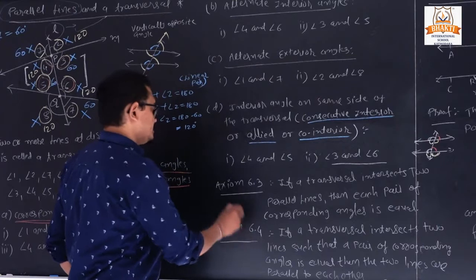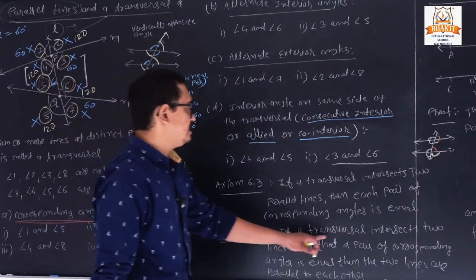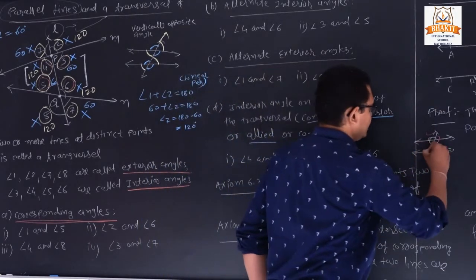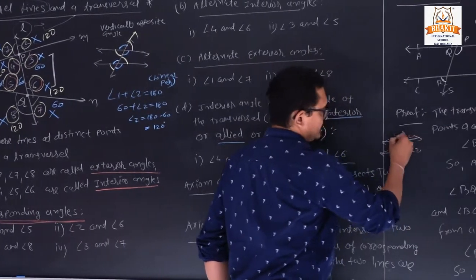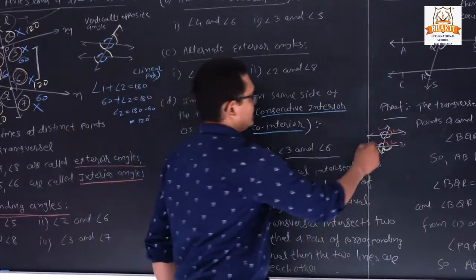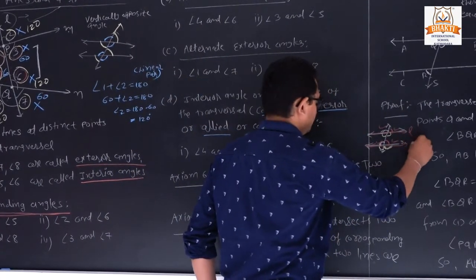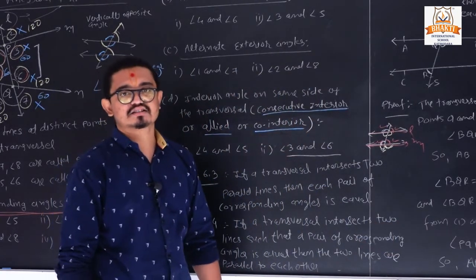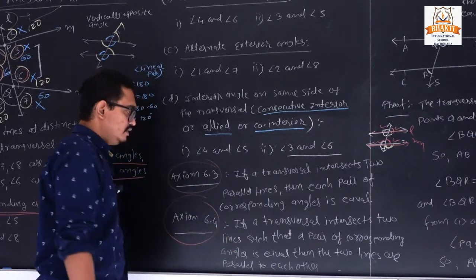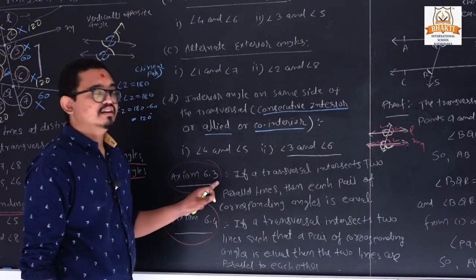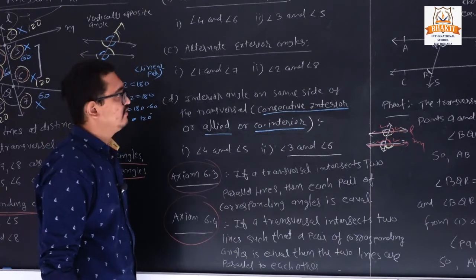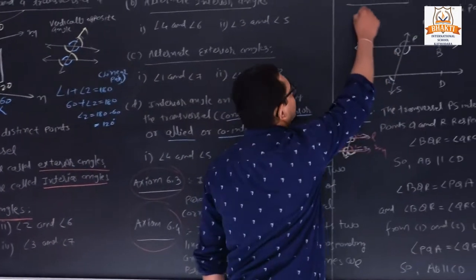Then the reverse of axiom 6.3: if a transversal intersects lines such that a pair of corresponding angles are equal, meaning this and this are equal, then the two lines are parallel to each other. It means these both lines are parallel to each other. Clear? So these both axioms represent the relation between the transversal line and the parallel lines with corresponding angles.